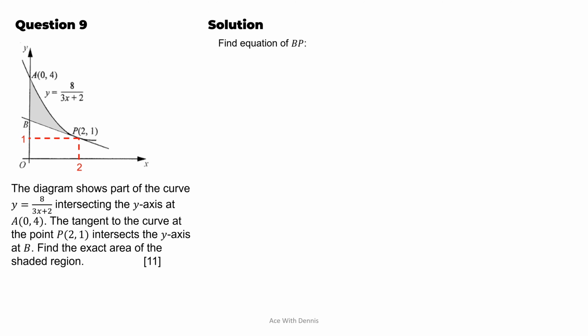We want to find the equation of BP first. So first thing is to get the gradient. From the equation given, y equals 8 over (3x + 2), we can change it into this form so that we can differentiate easier later. So y equals 8 times (3x + 2) to the power of negative 1. Hence, dy/dx will be negative 8 times (3x + 2) to the power of negative 2 times 3, and it is negative 24 over (3x + 2) squared.